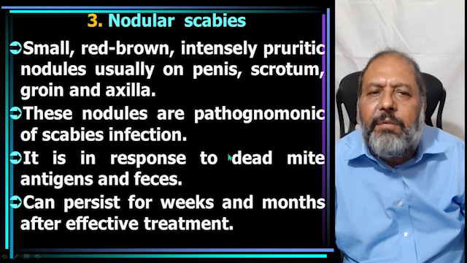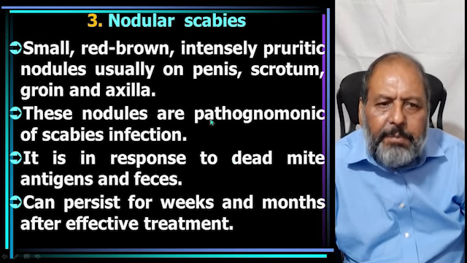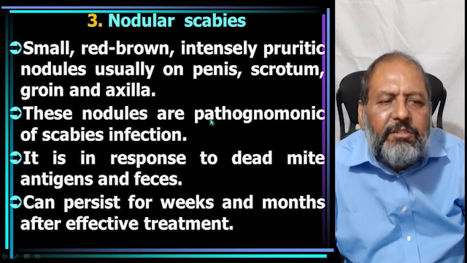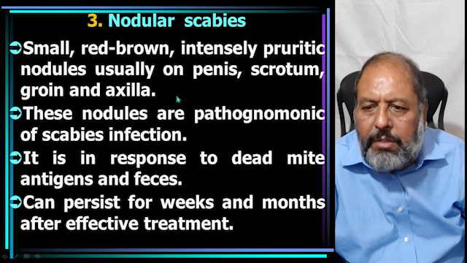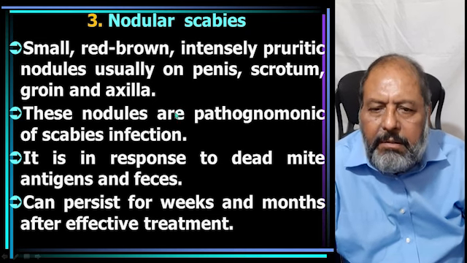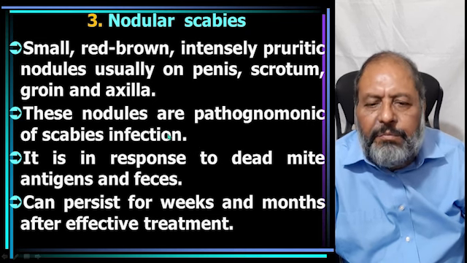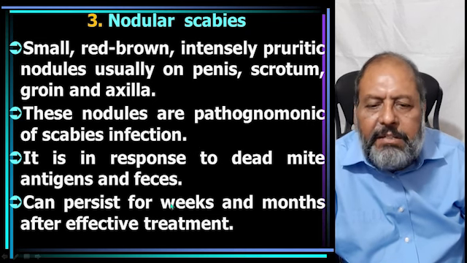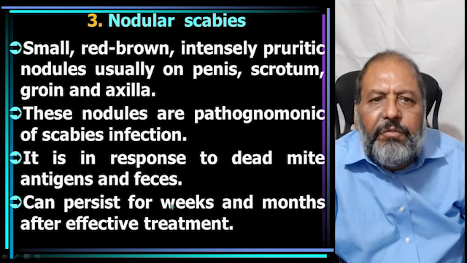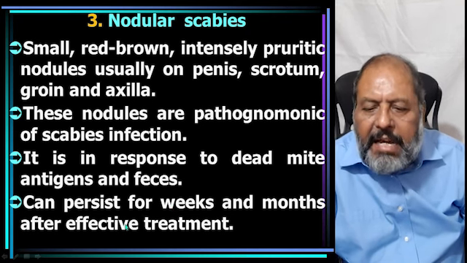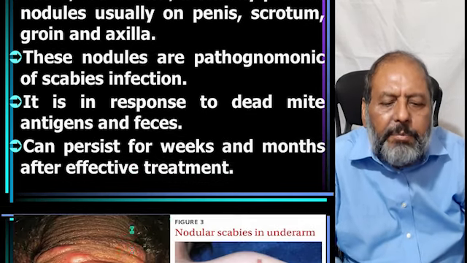Now, the third variety is nodular scabies. There are small, red-brown, intensely pruritic nodules, usually on the penis, scrotum, groin, and axilla. These nodules are pathognomonic of the scabies infection. It is in response to the dead mite antigens and the feces of the mite. It can persist for weeks and months after effective treatment.